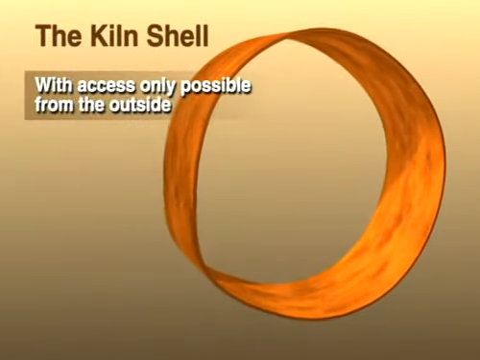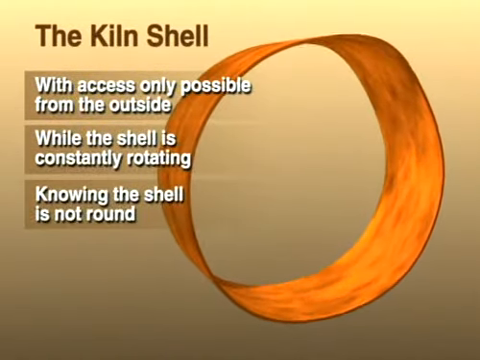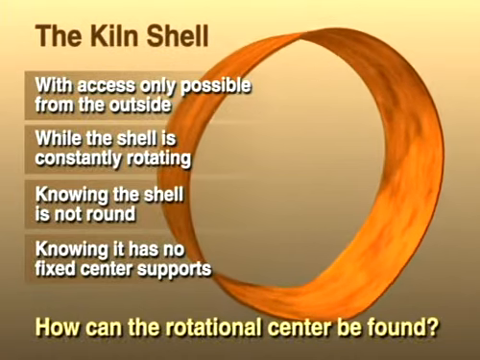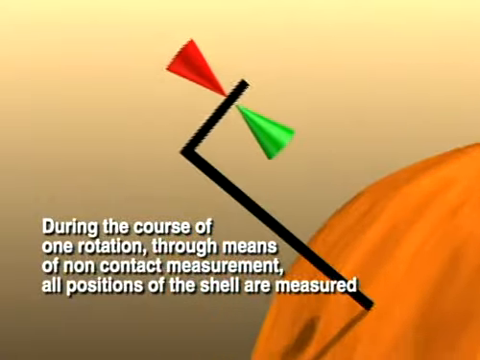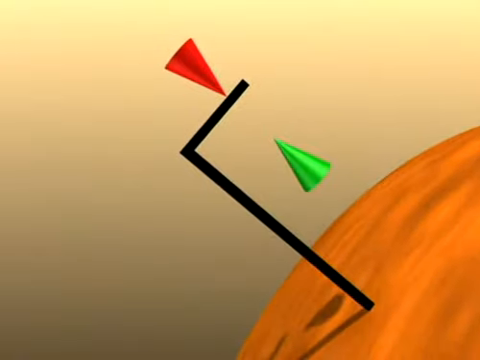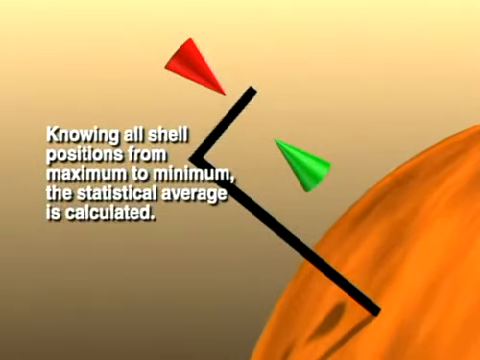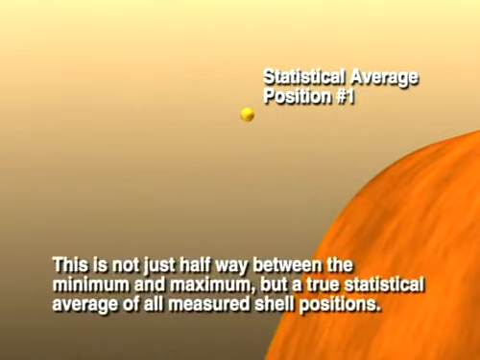With the axis only available from the outside, while it is constantly rotating, knowing it is not round, and knowing it has no fixed center or end supports, how can the rotational center be found? During the course of one rotation, through the means of non-contact measurement, all positions of the shell are measured. Knowing all shell positions from the maximum to the minimum, the statistical average shell position is calculated. This is not just halfway between the minimum and maximum, but a true statistical average of all positions measured.